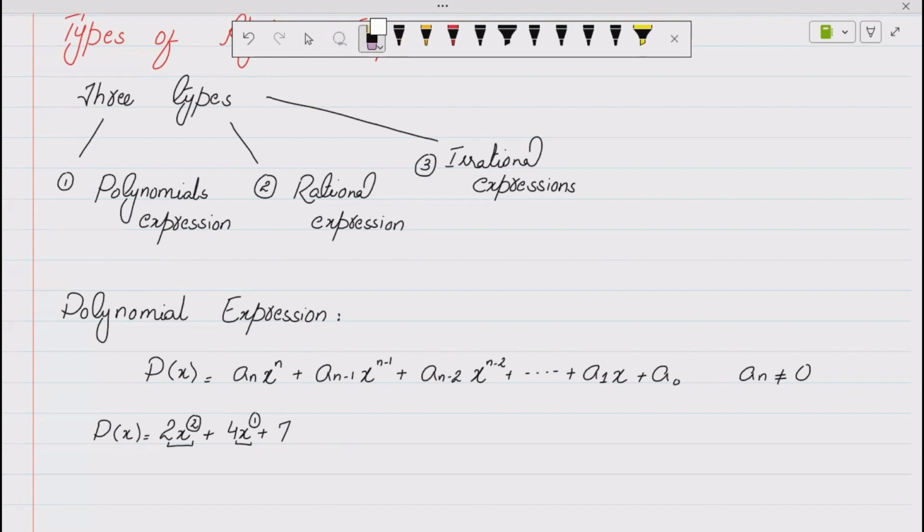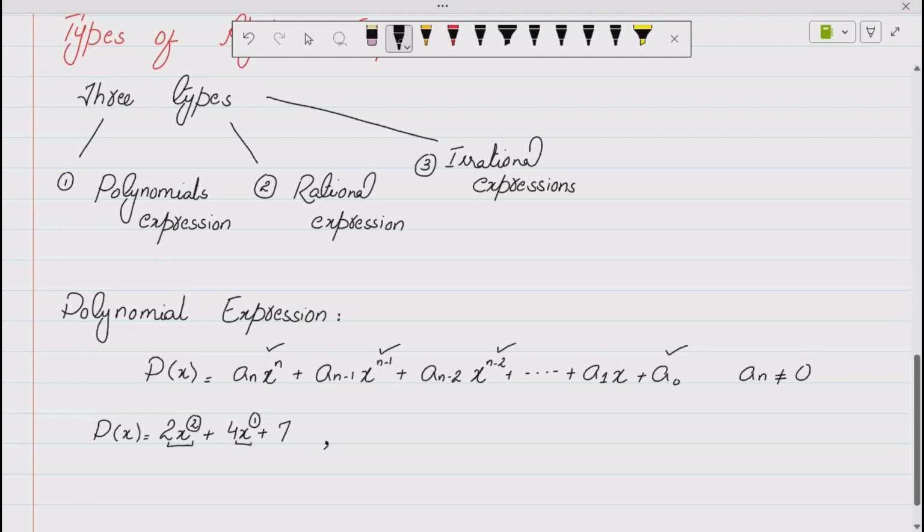Now, if you compare this with the above general equation, the general equation is saying the same thing: the first term has power n, then the variable power is reducing, and at the end there is no variable. Here the first term's variable has power 2, the second term's variable has power 1, and the third one has nothing. So a polynomial equation is one in which the degree is reducing.